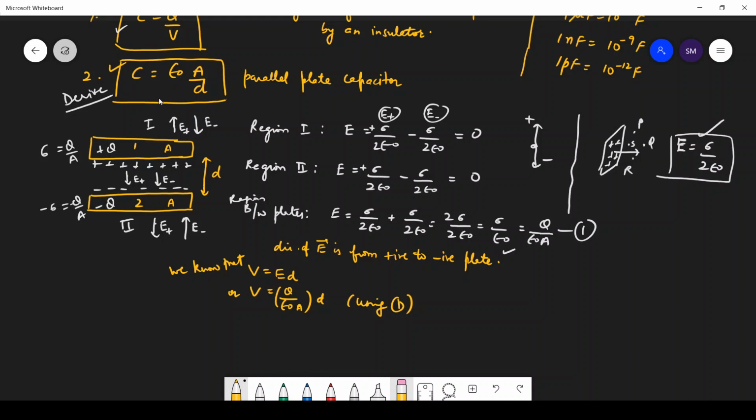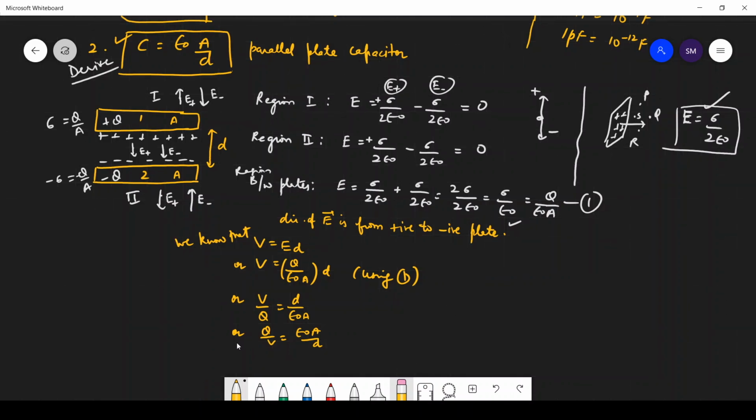Now you need C is equals to epsilon naught A by D. So you have A by D. So you don't need V and Q. So this is V upon Q is equals to D upon epsilon naught A. So you need it in the form epsilon naught A by D. So reverse it. Q by V is equals to epsilon naught A by D.